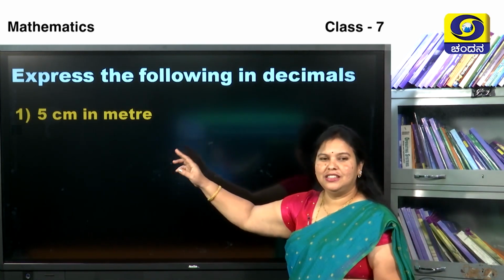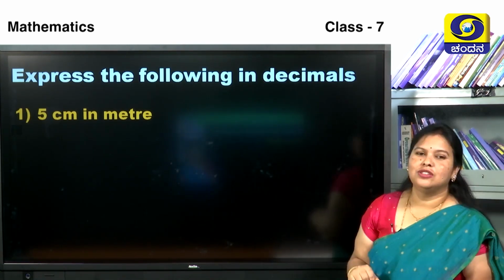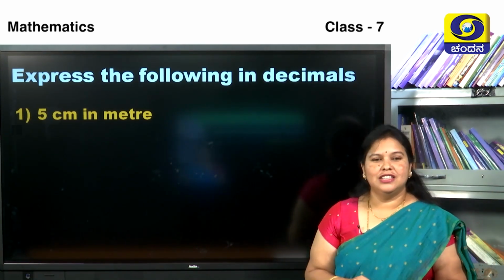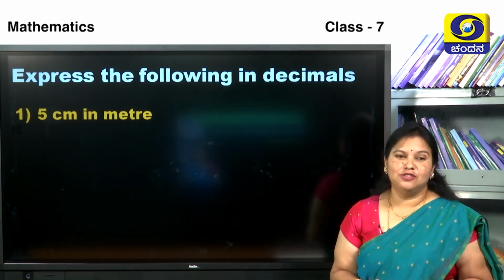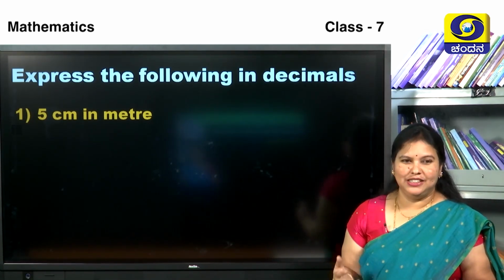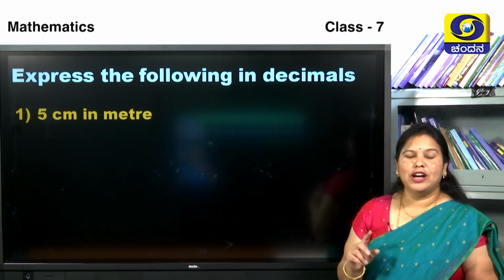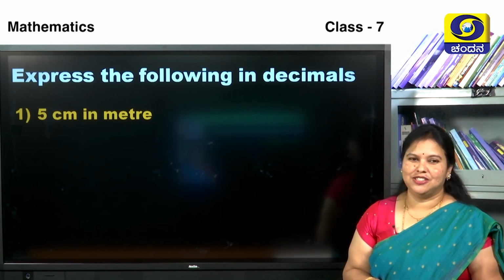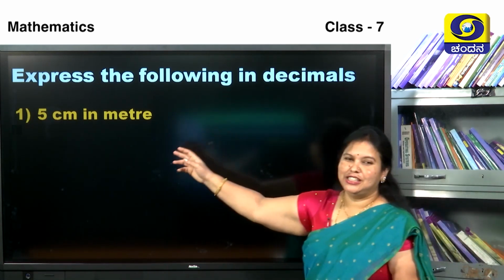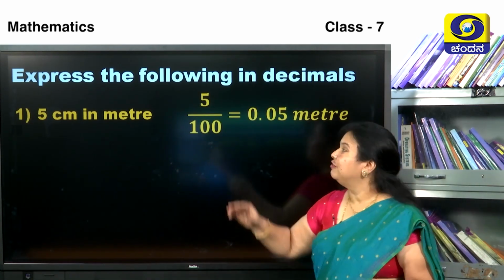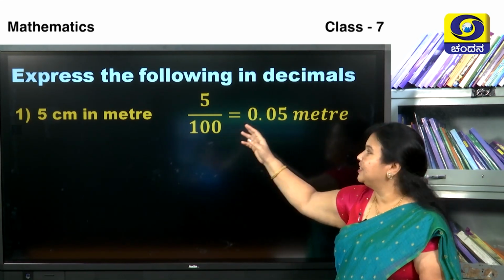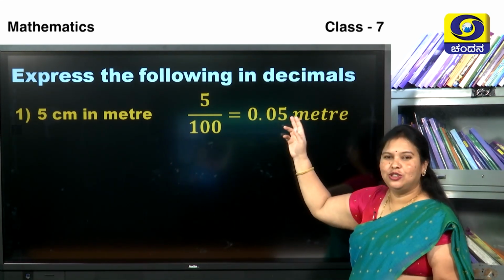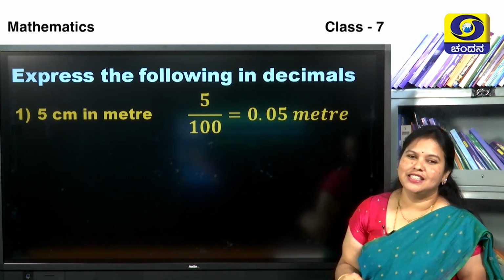Express 5 centimeter in meter. So, you already know, for this you have to remember the conversion table of centimeter, meter and kilometer. So, 1 meter consists of how many centimeters? Yes, 100 centimeters. So, we can write 5 centimeter in meter as 5 by 100. That is nothing but 0.05 meter. We will see the next one.